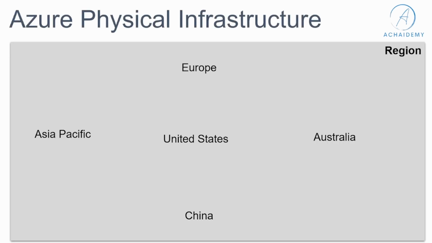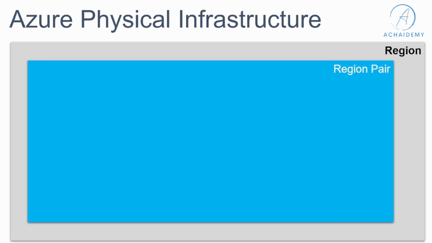So the physical infrastructure begins with the regions. Azure is available across all the regions, and here I have listed some, but it is available in many more locations. A region is an actual geographic location where the Azure data centers are available. It starts from United States to Asia, Europe, Australia, China, right? So these are some of the regions where the data centers are available.